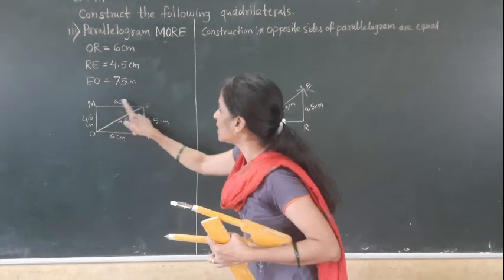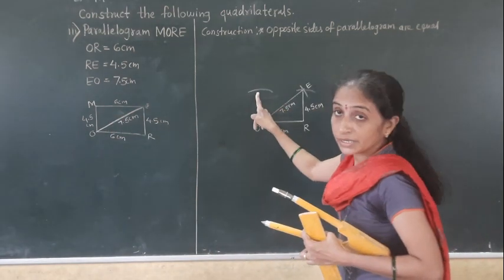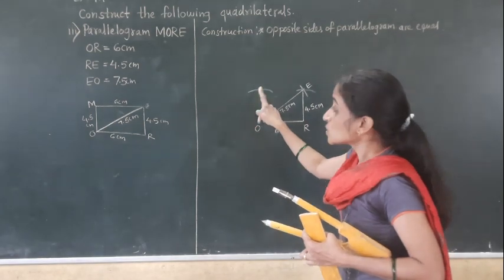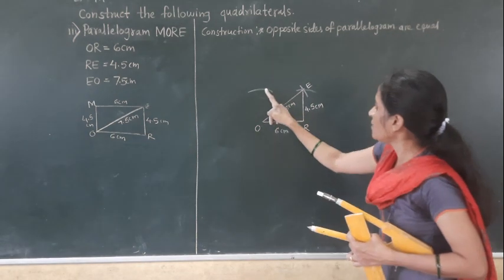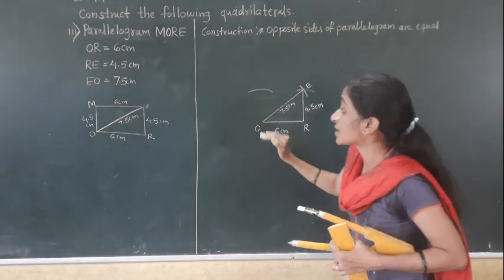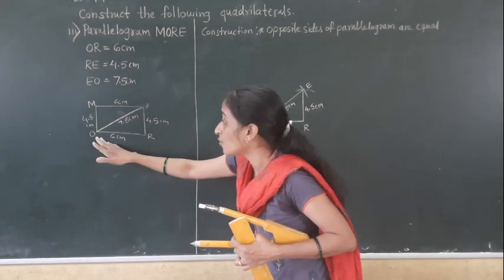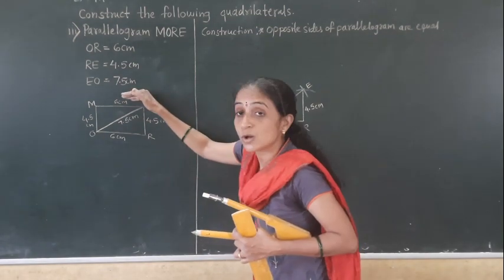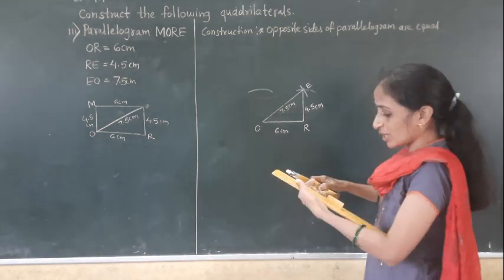Okay. So after that, what do we need to do? We need to draw the ME. M will come here somewhere. So NE, how much is it? 6 cm. Why 6 cm? Opposite sides of a parallelogram are equal. Now we know this, so this is also 6 cm. So take 6 cm measurement in your compass.